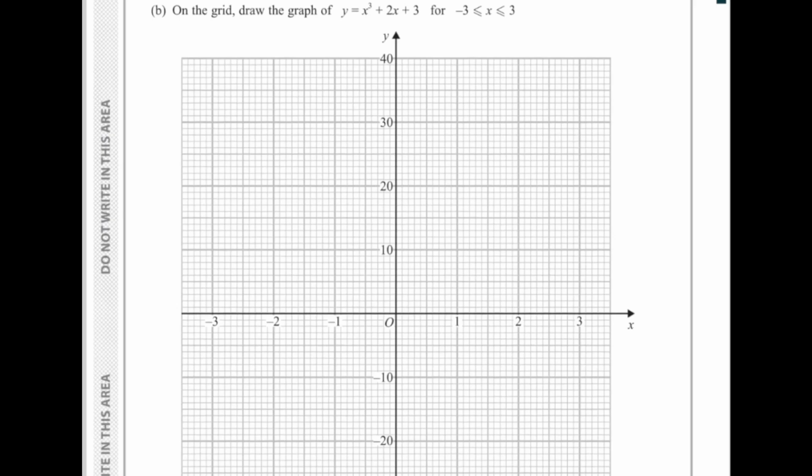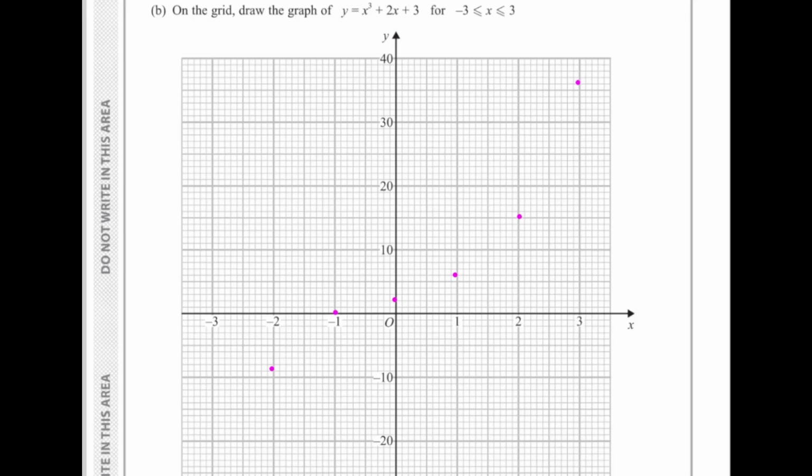Right, let's plot them now. I'm going to plot them. The first one is minus 3, minus 30, which is here. Second one is minus 2, minus 9, which is here. Minus 1, 0, here. 0, 3, which comes over here. 1, 6, here. 2, 15, and 3, 36, which is here.